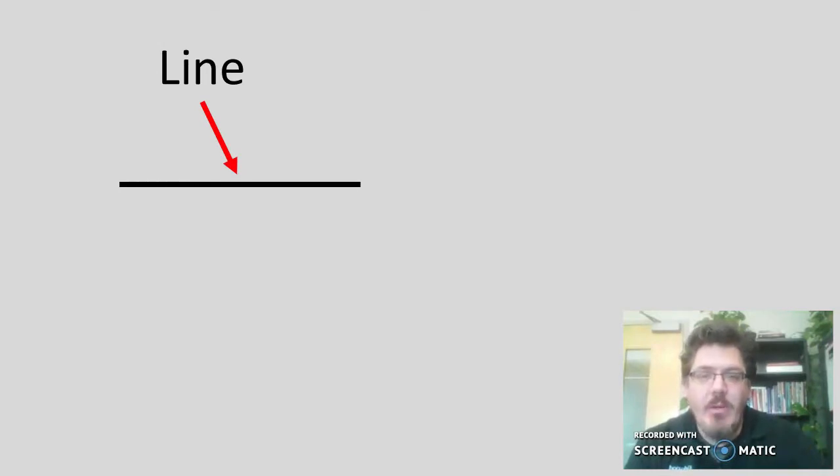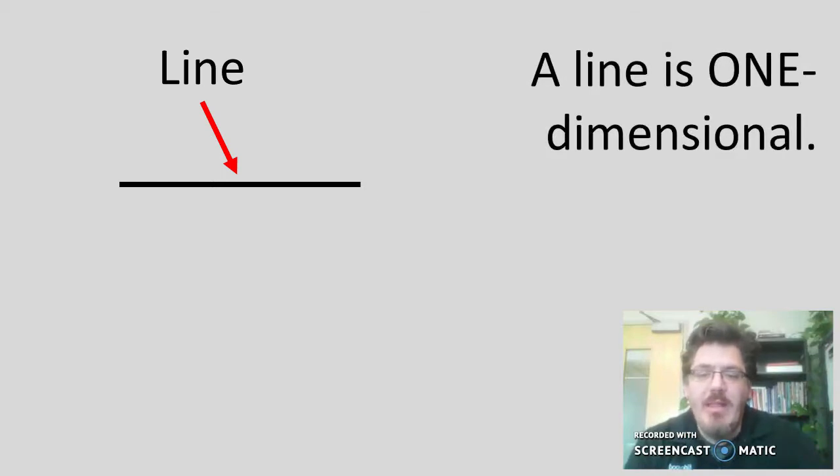Now, let's take a bunch of points and arrange them into a line. A straight line has length to it. We know this because we can measure that length. A straight line is one-dimensional because it has length, but it doesn't have any width or height associated with it.